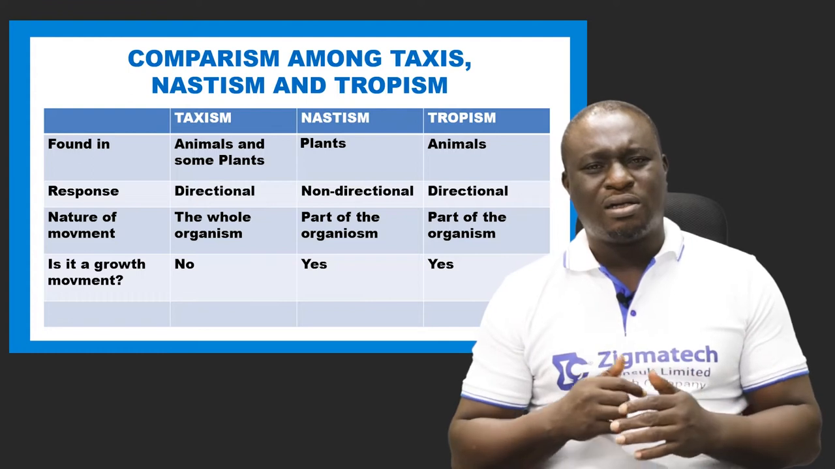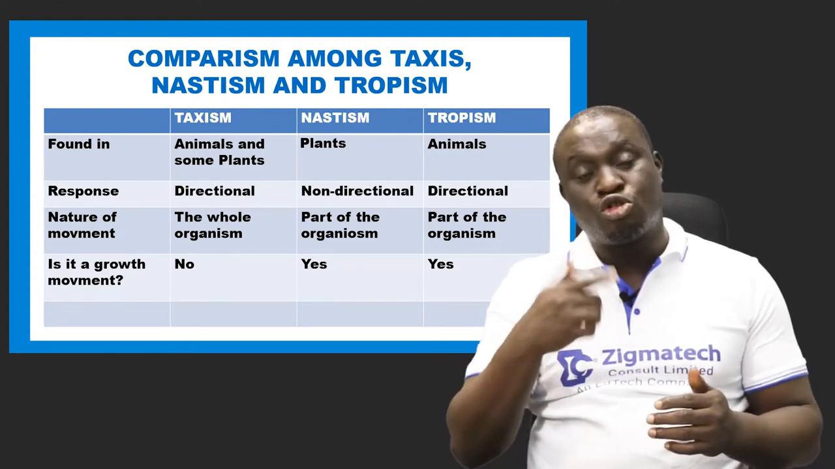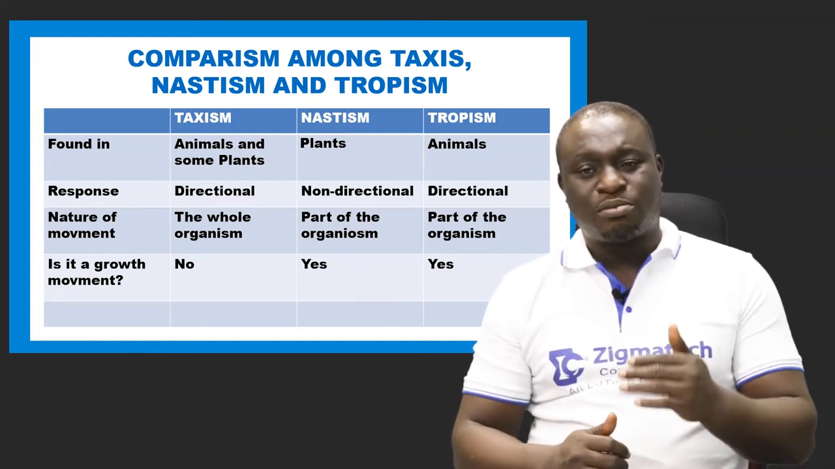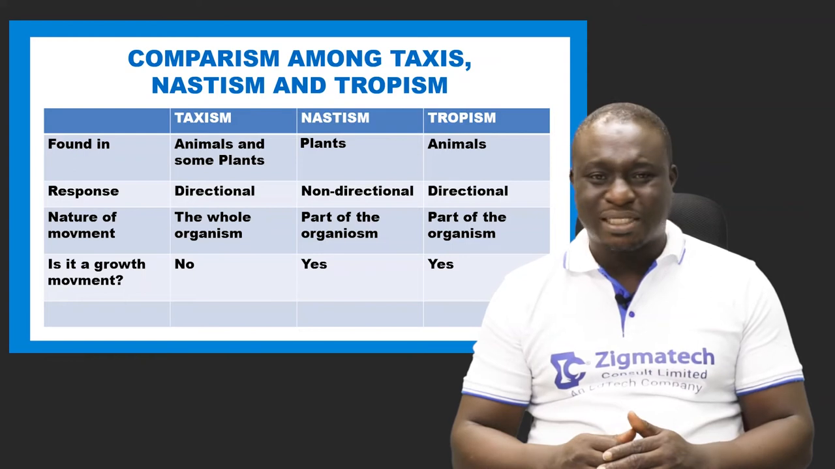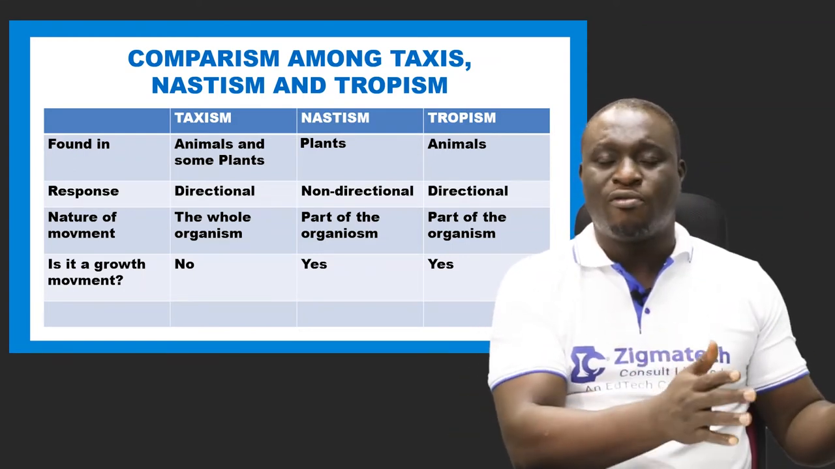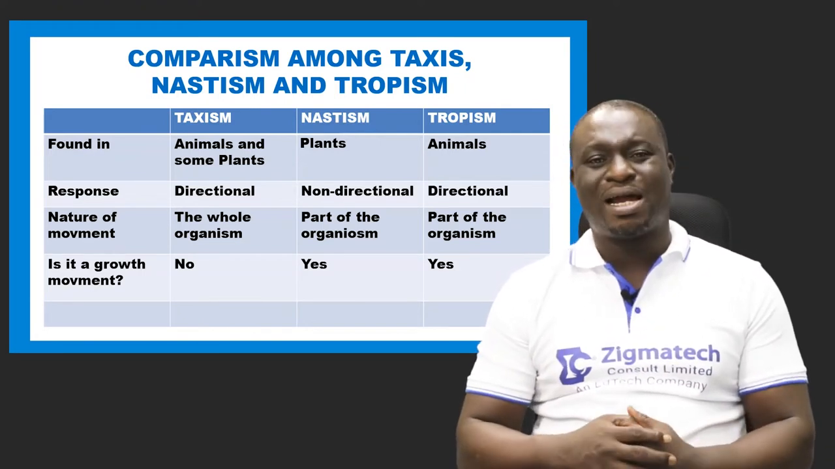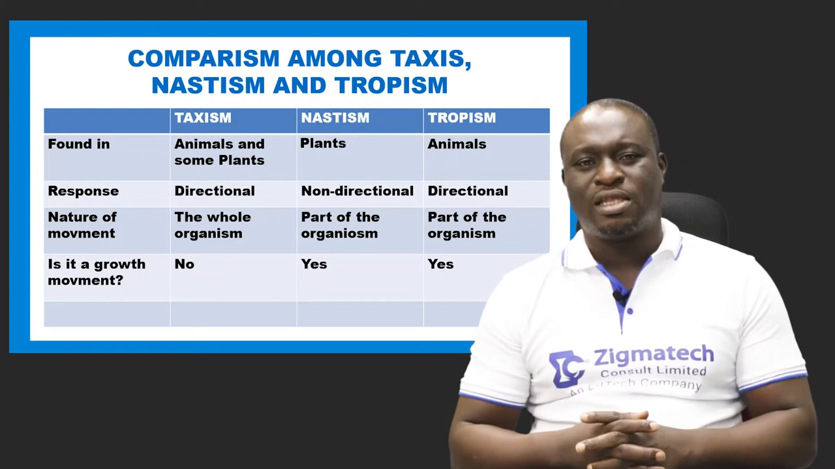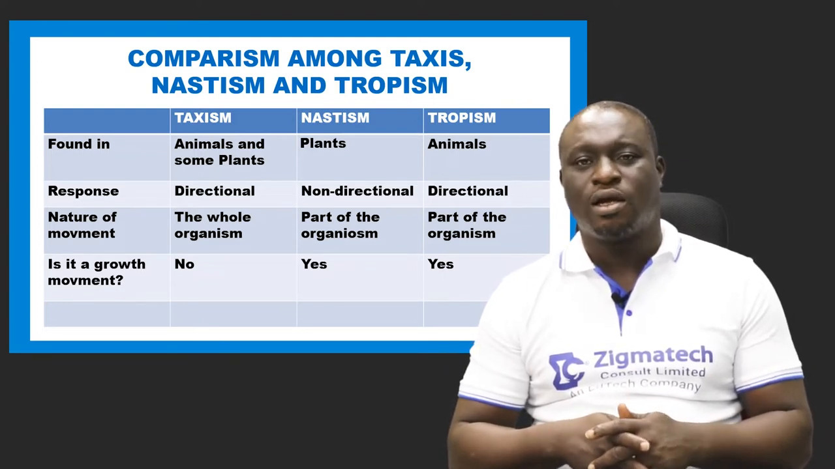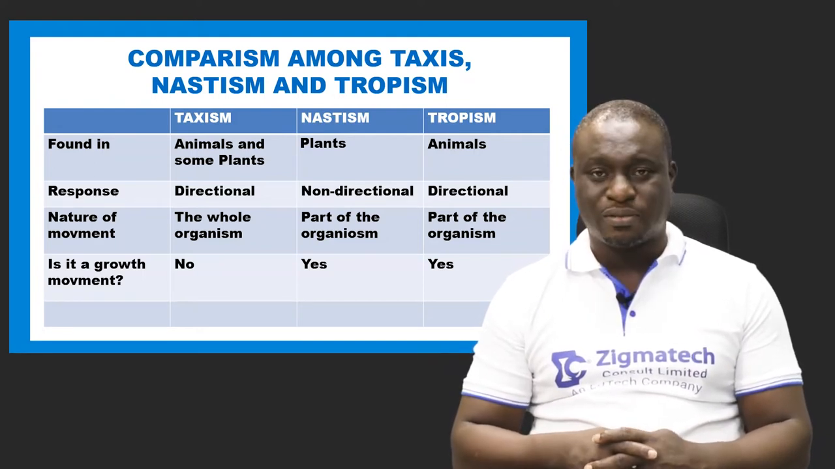Now, there are several responses that can be termed growth movement. In terms of taxism, it is never a growth movement because it has to do with the whole organism moving from one place to another. But in terms of nastism and tropism, yes, these are also ways plants grow. So it is a growth movement, okay?